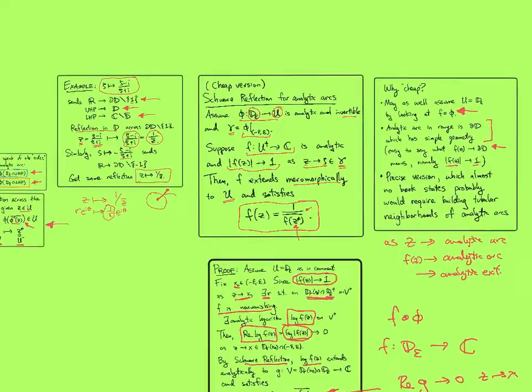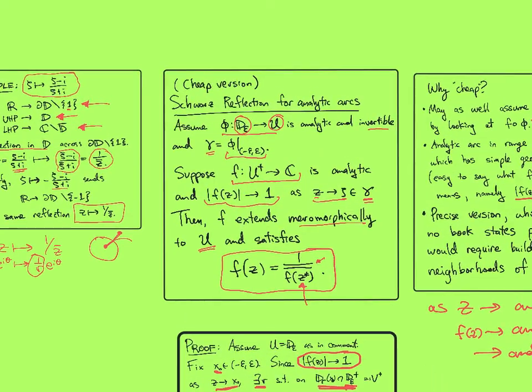So this is one easy version of a general Schwarz reflection principle for analytic arcs. As you tend toward an analytic arc, F is tending to a different analytic arc, in this case just the unit circle, and you get a meromorphic or analytic extension across the analytic arc. This theorem is really useful, though, for constructing all kinds of important functions like the elliptic modular function and functions with other symmetries.